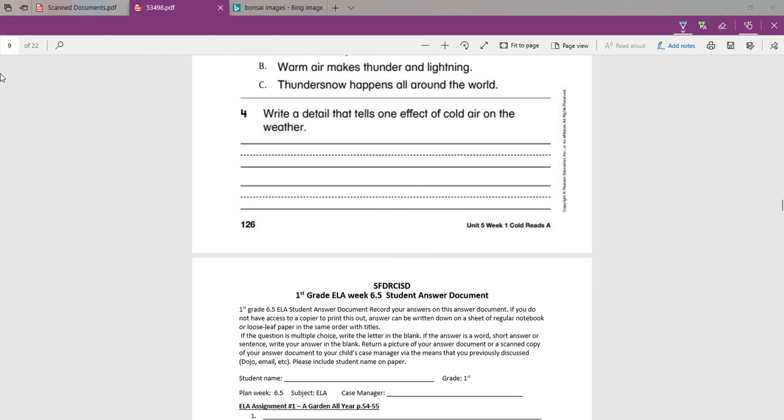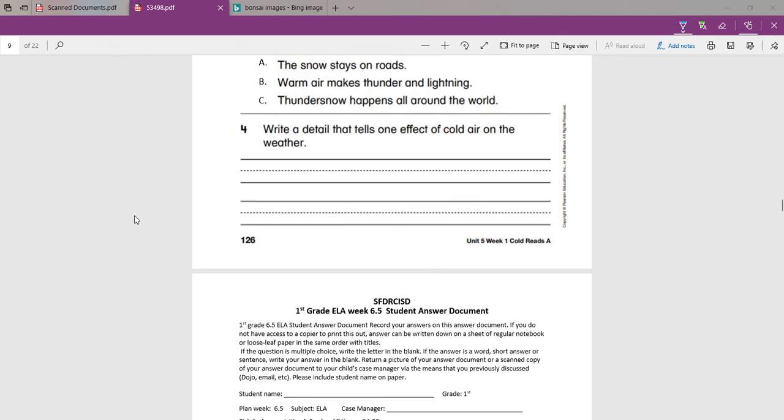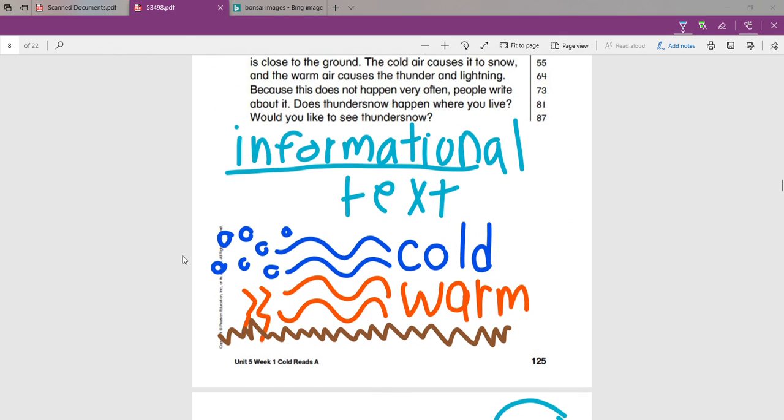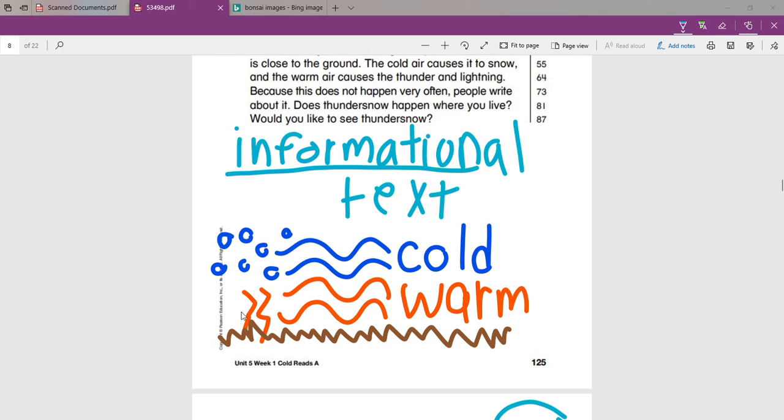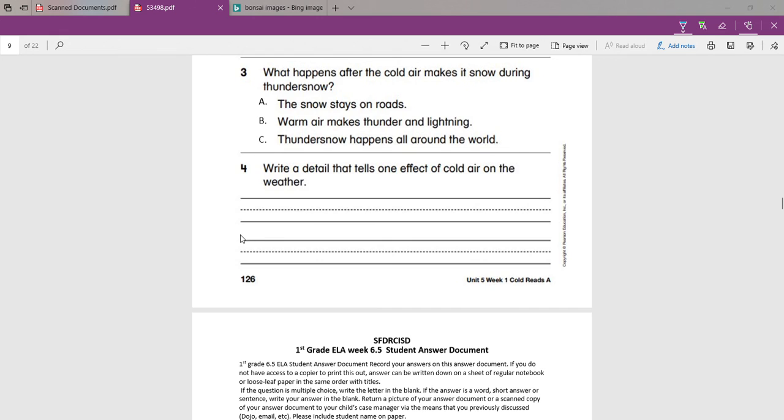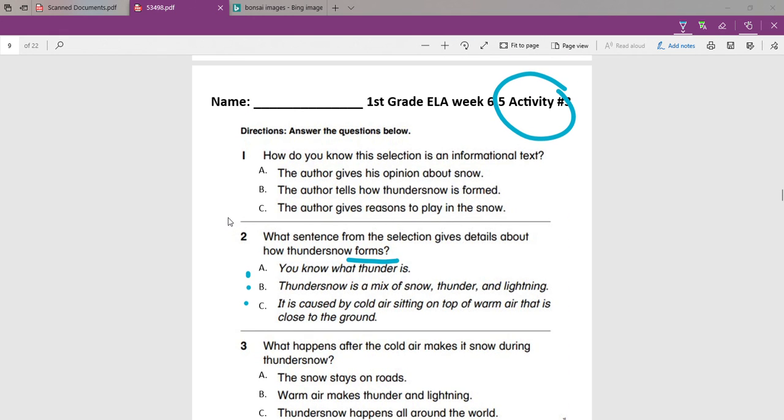And number four. Write a detail that tells one effect of cold air on the weather. So if we go back to the story or to our picture, what is an effect of cold? What happens if we have cold wind or cold air? What do we get? ¿Qué es lo que sucede o qué causa el viento frío? ¿Qué está causando? And that is activity number three.